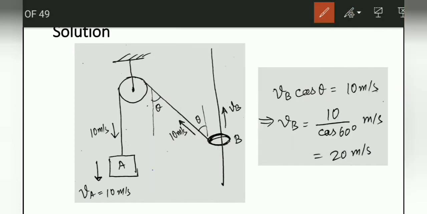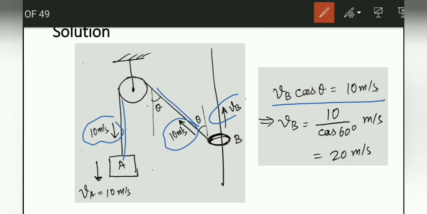So Va is going downwards and Vb is going the same. The velocity component along the string will be the same, that is 10 meter per second, is Vb. So Vb cos theta is equal to 10, because this component of Vb will be taken as 10, and so we'll find the component of Vb along the string. So Vb will be 10 by cos 60 degrees, that is 20 meter per second.